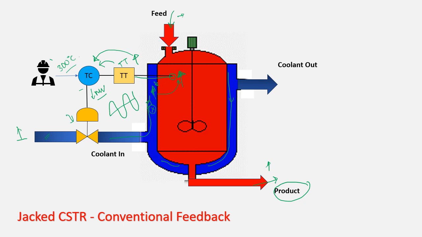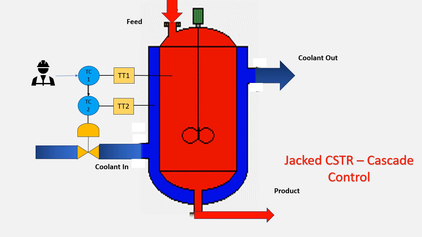So let's look at how we can avoid the disturbance caused by the coolant temperature variation. That can be achieved through cascade control. For that, we need another temperature instrument that will detect the coolant temperature, and there will be another controller here. So TT1 will measure the temperature inside the reactor and give the PV value to TC1, the first controller. TC1 will get its set point from the operator, and it will generate an MV. Now this particular MV will act as the set point to this second temperature controller.